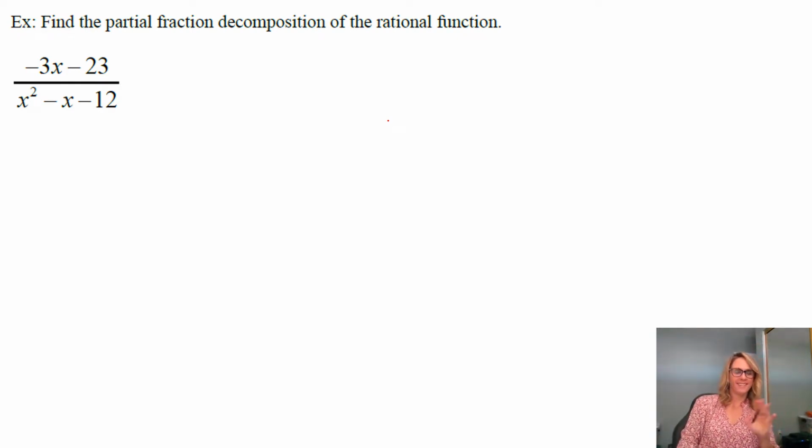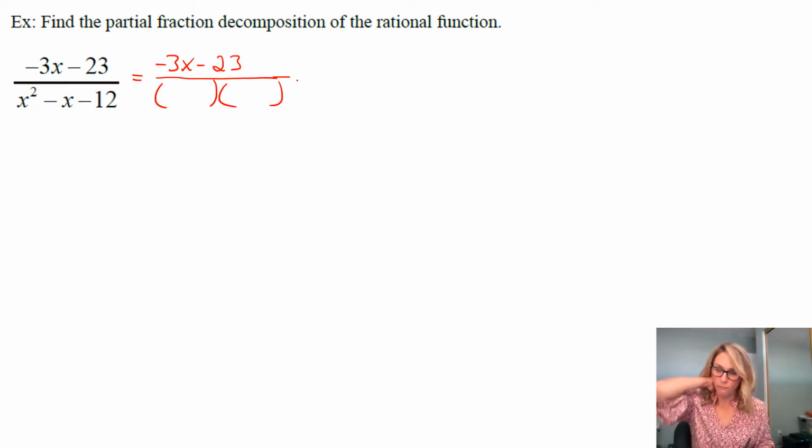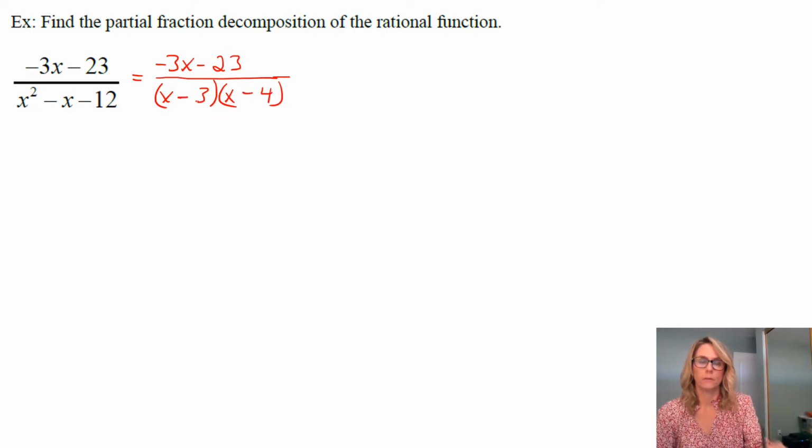Same idea here. Take a moment, see if you can factor your denominator. That's really the key piece, is factoring that denominator. So, a lot of factors of 12, but we want the difference to just be a minus 1. So we have this. Okay, so all we did here is factor the denominator, left-hand side equivalent to the right-hand side, no problem.